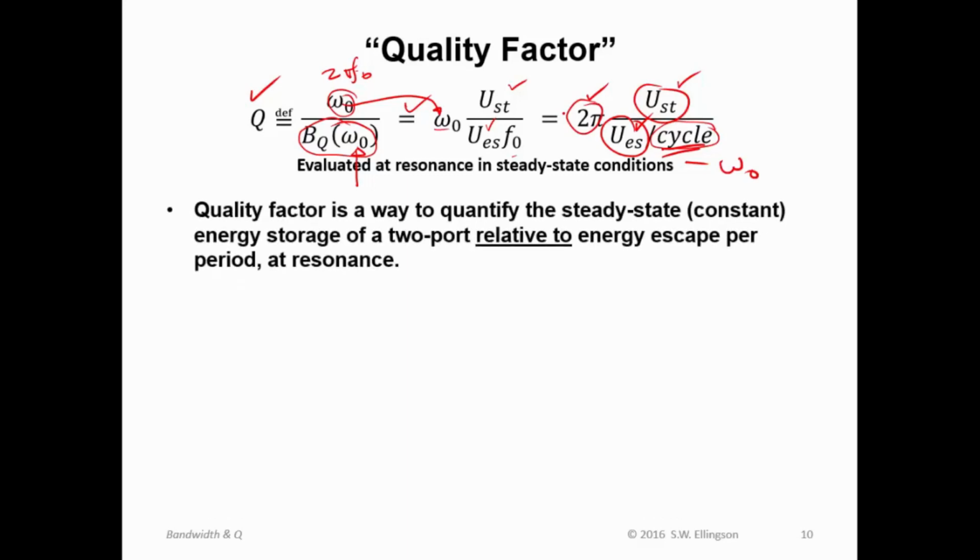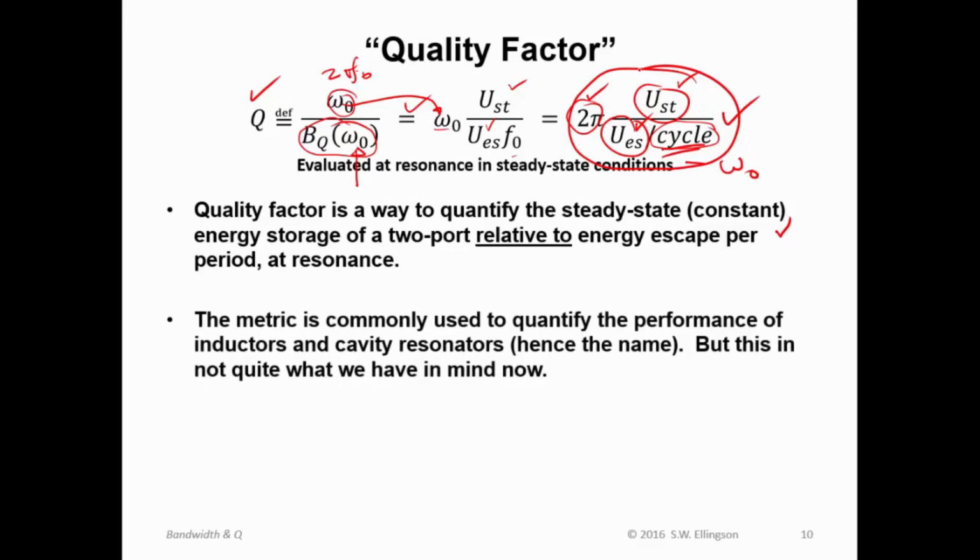Now, quality factor is a way to quantify the steady state energy storage of a two-port relative to the energy escape per period at resonance. That's what this expression is saying. So this is a statement in words of what this expression is trying to say. This metric, Q, or quality factor, is commonly used to quantify the performance of inductors and cavity resonators. You may or may not know this already, but this is where it gets its name. However, this particular use of the term is not what we have in mind now. It's true, but it's not really relevant to what we're working on at the moment.